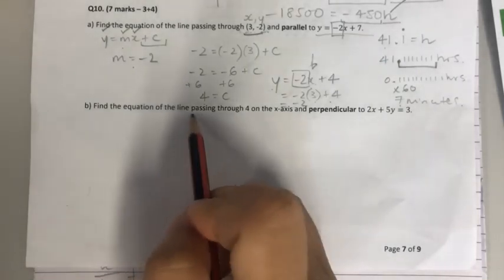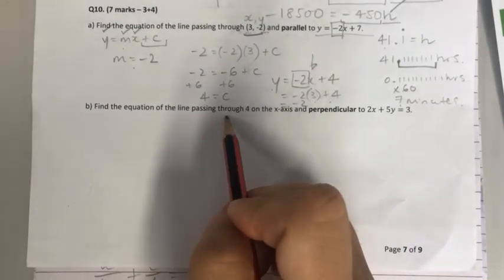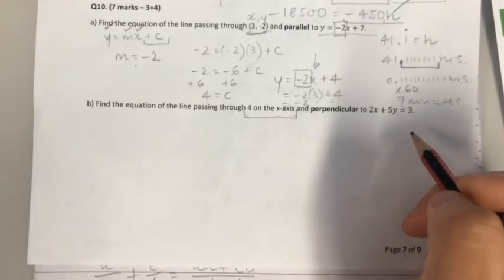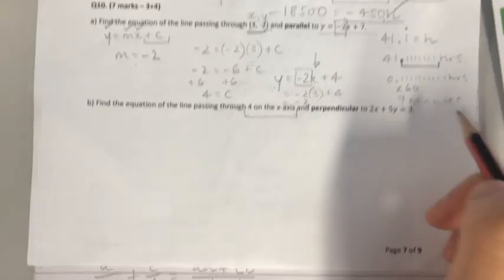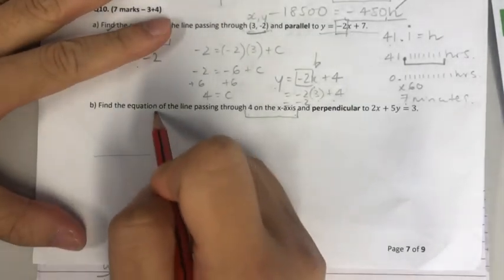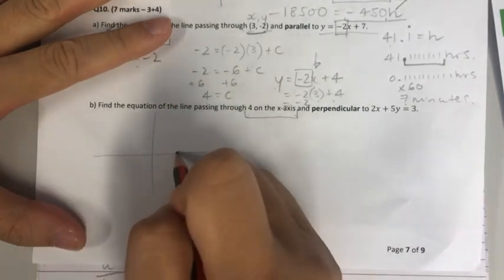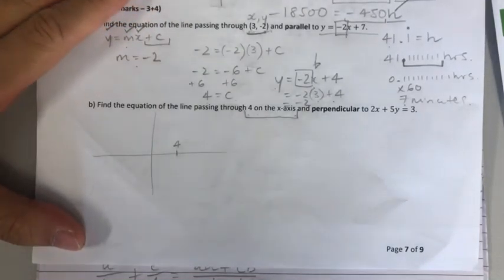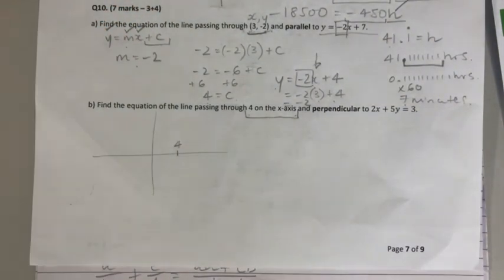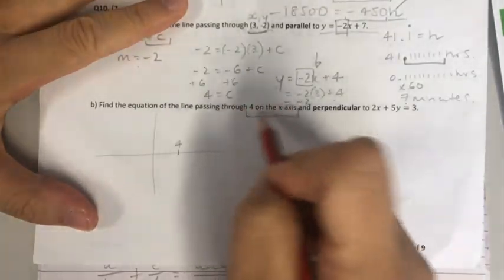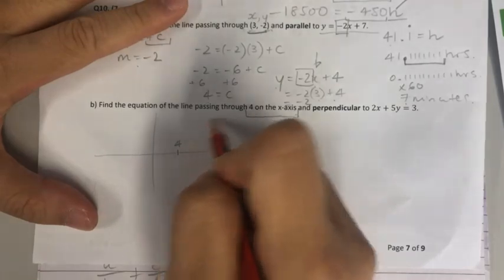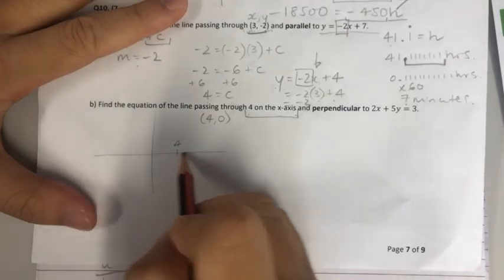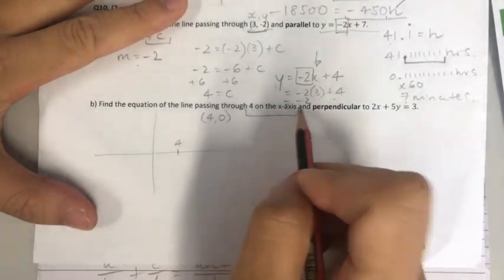Find the equation of the line passing through 4 on the x-axis. So let's just stop there. That means whatever this line is, it's cutting through where on the x-axis is 4. Because we need coordinates, we need information to actually solve these kinds of problems, this coordinate where it passes through 4 is going to be (4, 0), because it's an intercept, and which means all y values are 0. So I have a coordinate from this information.